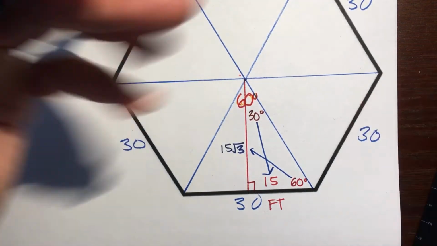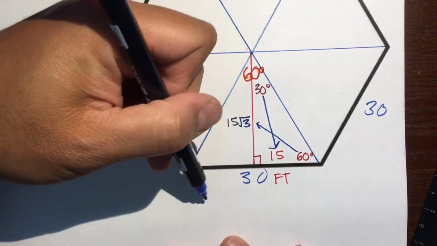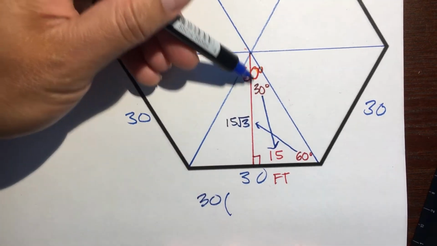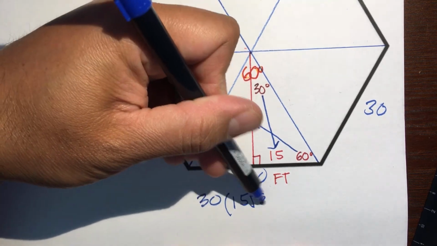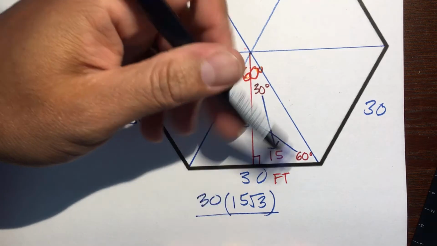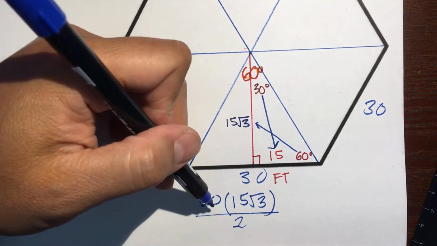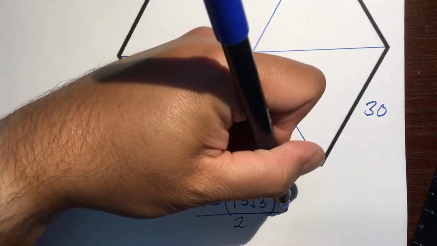Now we have everything that we need in order to find the area of this one triangle. We have the base, which is 30, times the height, which is 15 square root of 3. And we're going to divide that by 2, because that's the formula for the area of a triangle, base times height divided by 2.